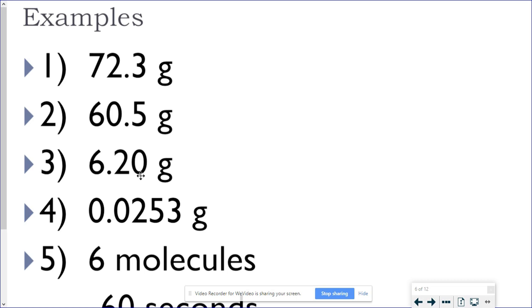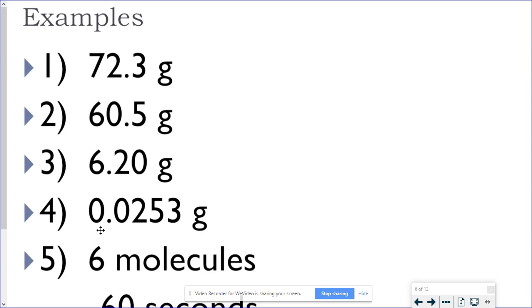Final zeros to the right of the decimal point. So here's our decimal. This is a final 0. It's to the right of that decimal point. This also has 3 sig figs in it. These are significant because they're non-zero numbers. This is significant because it's a final 0 to the right of the decimal point.